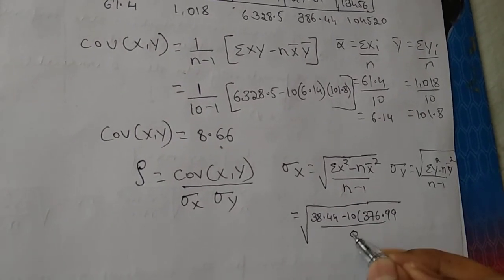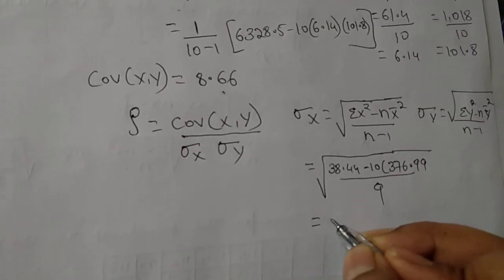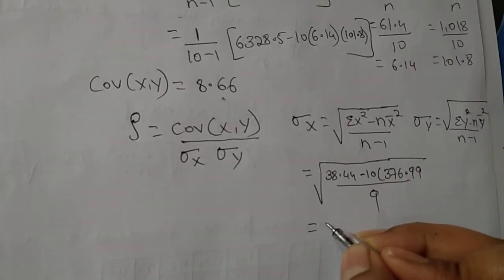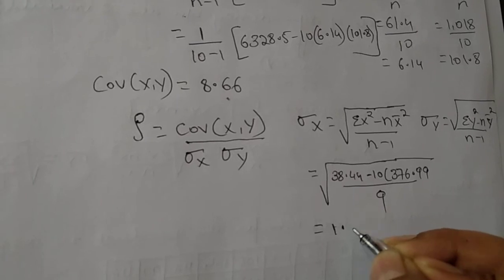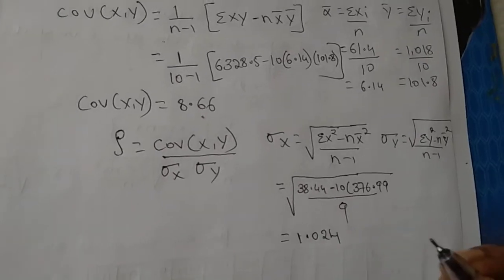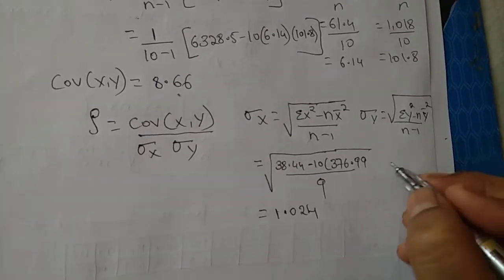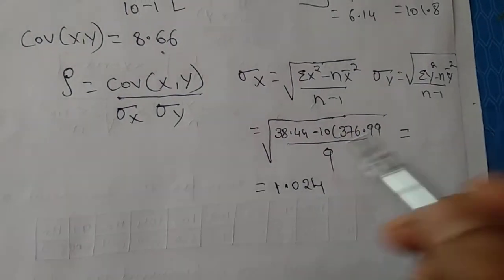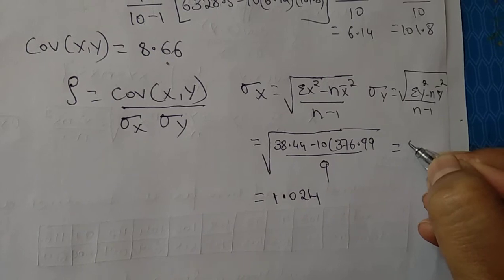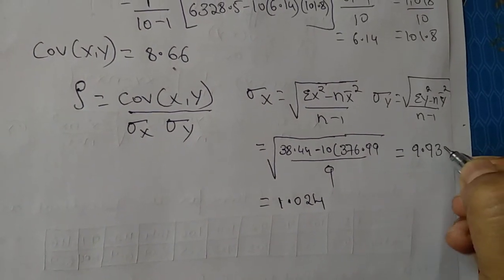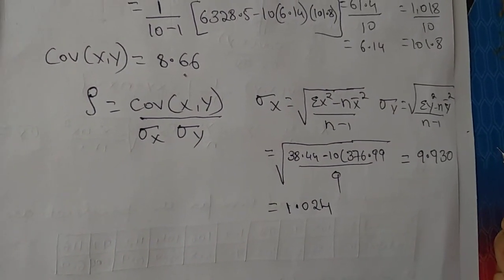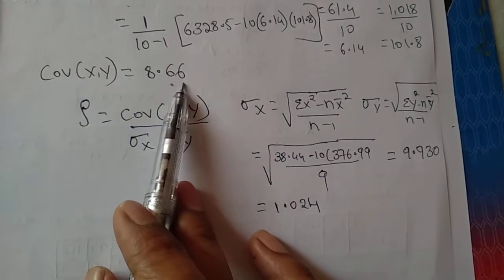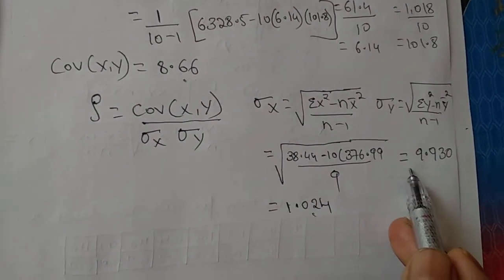376.99 divided by 9. So by simplifying this one, you will get the value as 1.024. In the same way, as with x, if we simplify this one for y, I'll get the value as 9.930. Now we got the values of covariance of xy, sigma x, sigma y.